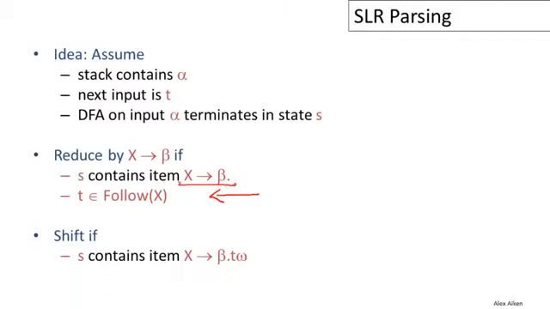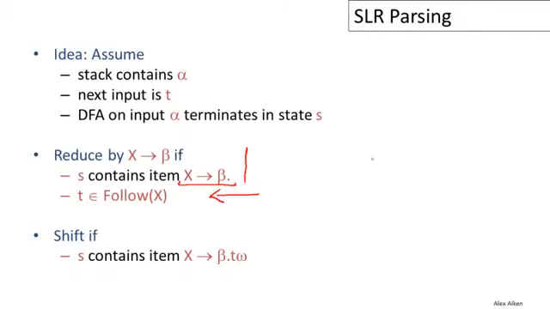Now, we do have a little bit more information. So notice that the automaton here doesn't take any advantage of what's coming up in the input. This decision here is based entirely on the stack contents. But it might be that it doesn't make sense to reduce based on what the next input symbol is. And how can we take advantage of that?